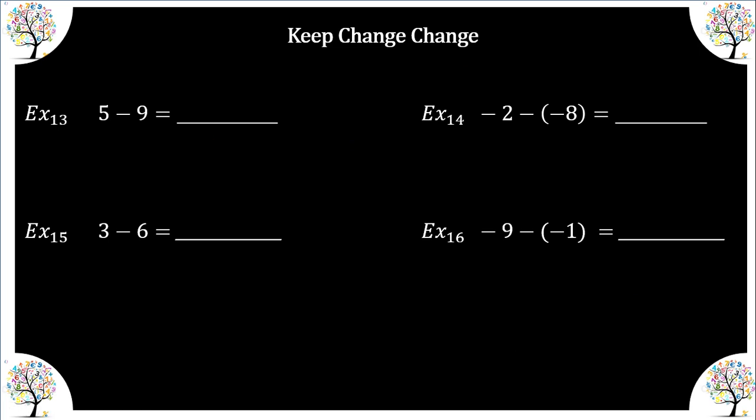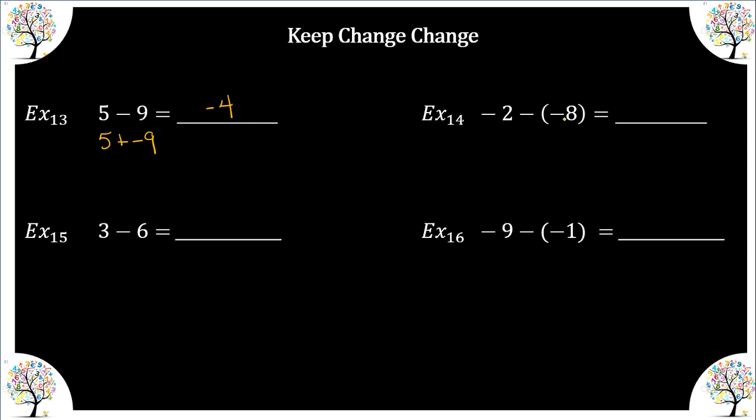Okay, let's do a few more together. So we're going to do keep, change, change. So we have 5 plus negative 9. Now signs are different. We subtract and we have more negatives. We have negative 4.